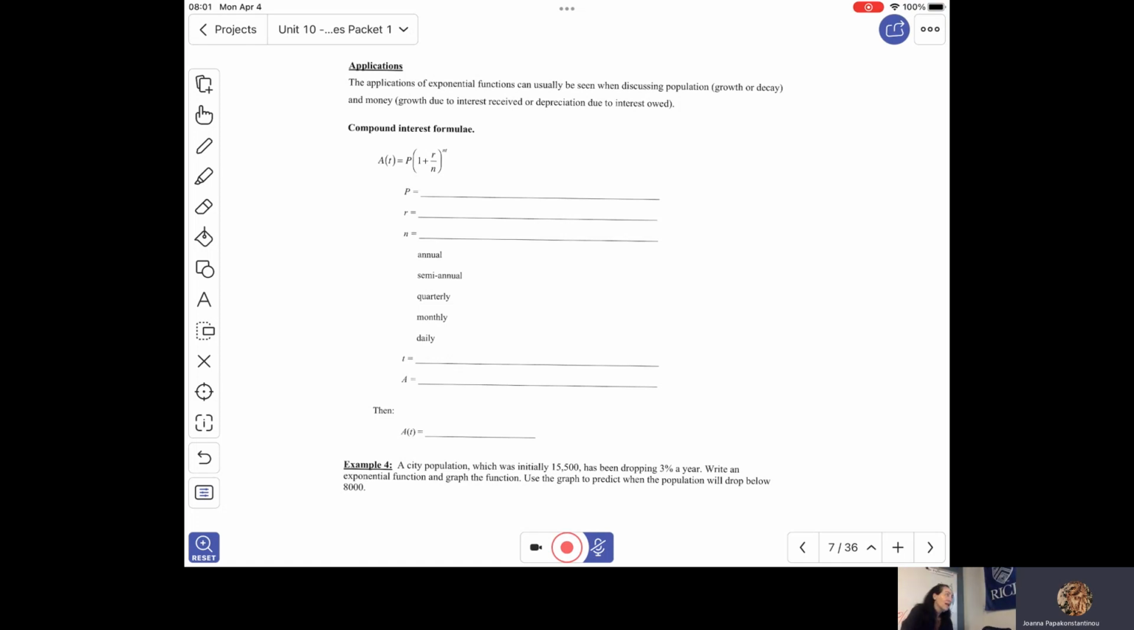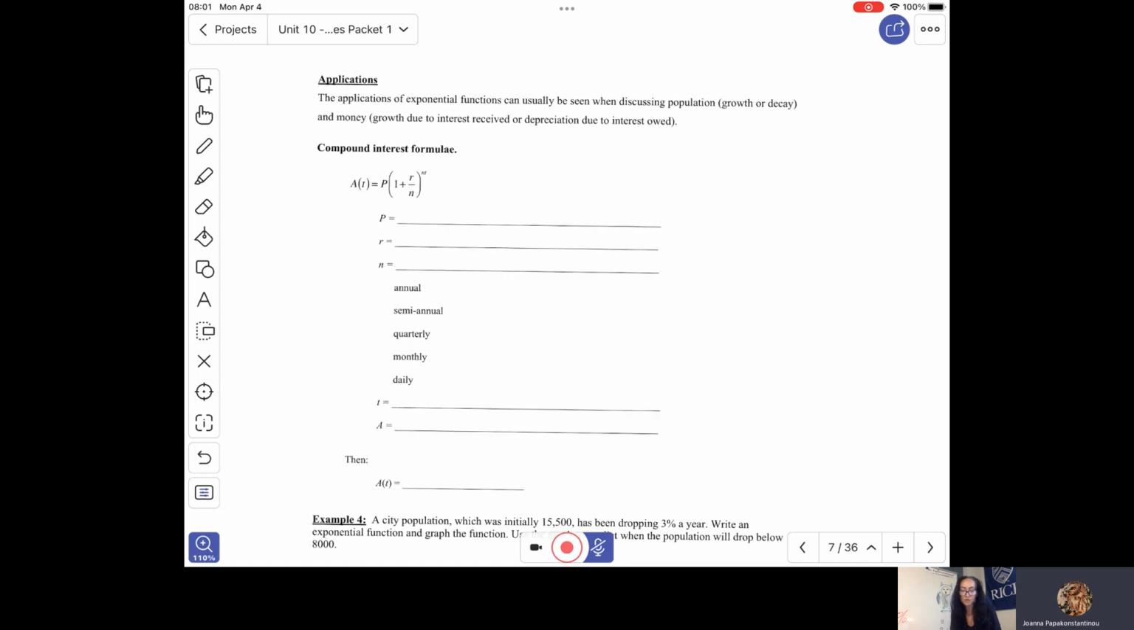Let me ask you this. If b is greater than 1, is that growth or decay? It is growth. And so for it to be exponential decay, that base has to be a proper fraction between 0 and 1. So what we're doing today is we're just talking about different types of applications.